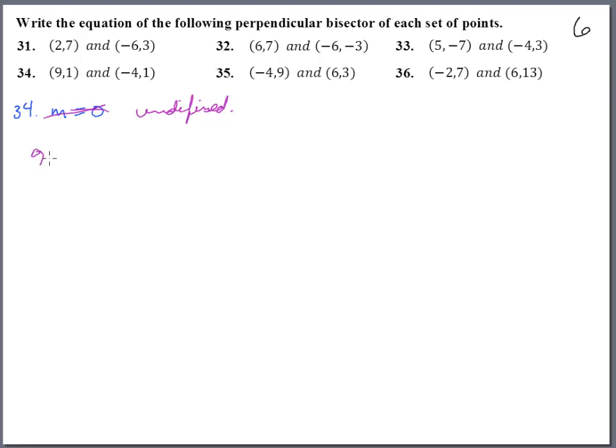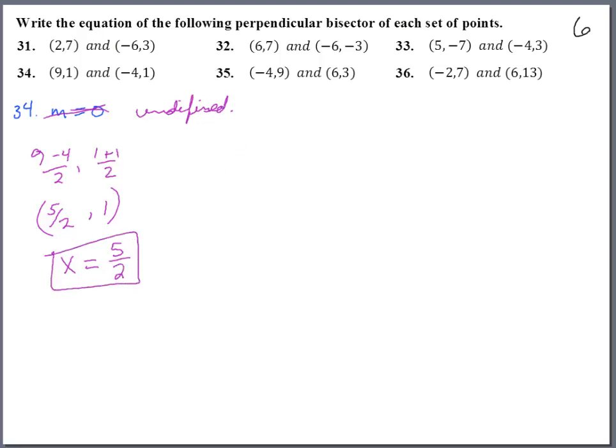9 plus a negative 4 divided by 2, and 1 plus 1 divided by 2 is going to be 1. So we get 5/2. 1 is the midpoint of those two. So undefined is x equals that x value.